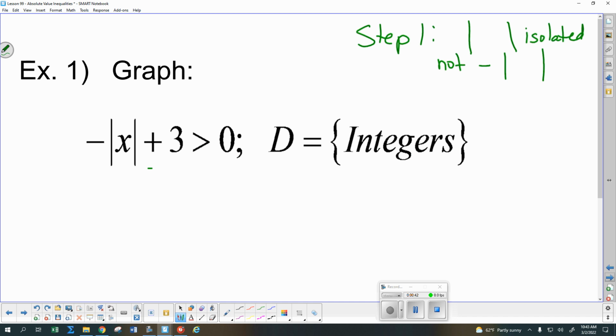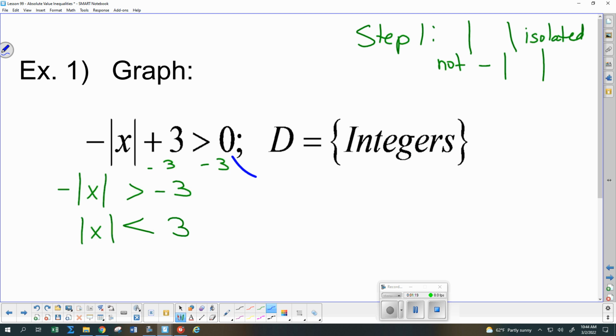There are two ways I can do that. I can subtract the 3 on both sides, so minus the absolute value of x is greater than -3. To make it just absolute value of x, what do I have to do to both sides? Multiply or divide by -1, so this would be absolute value of x, this would be 3. If I multiply or divide by a negative with an inequality, what else do I have to remember to do? Anna? Switch which way the inequality points.